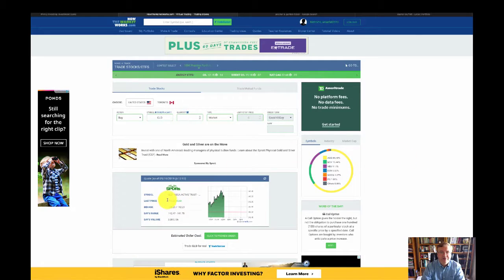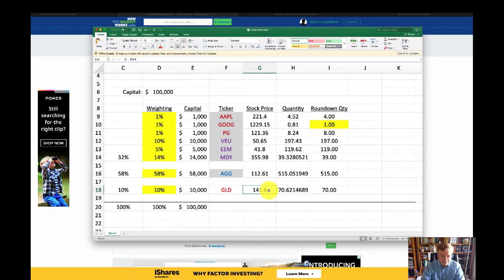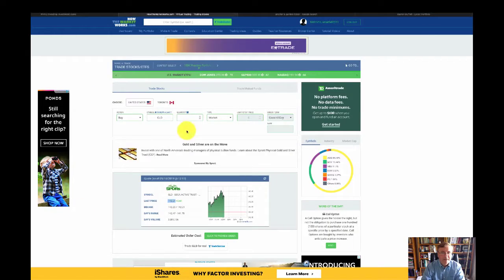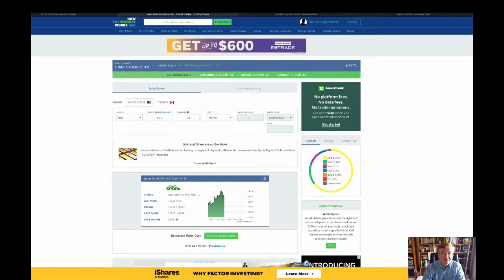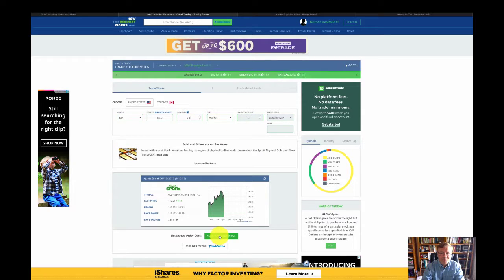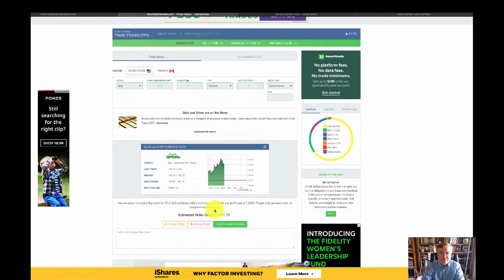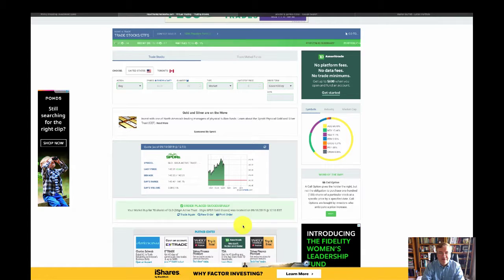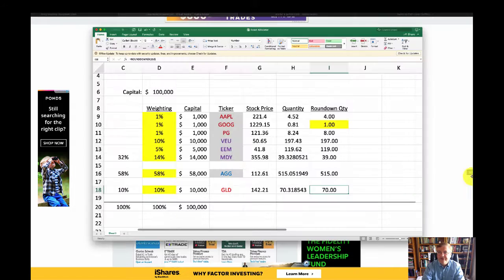How many shares? It's last traded at 142.21. That's 70 shares rounded down. And we enter in 70 here. Market order. Click to preview. Estimated cost, a little less than $10,000. That's fine. Click to confirm. Order entered successfully.